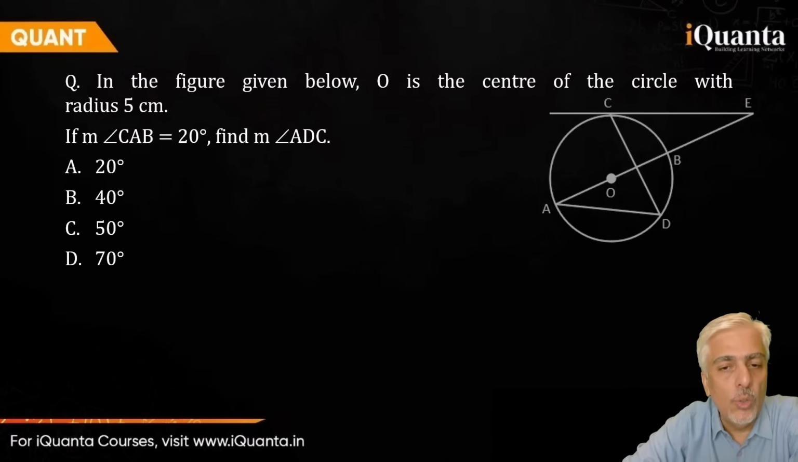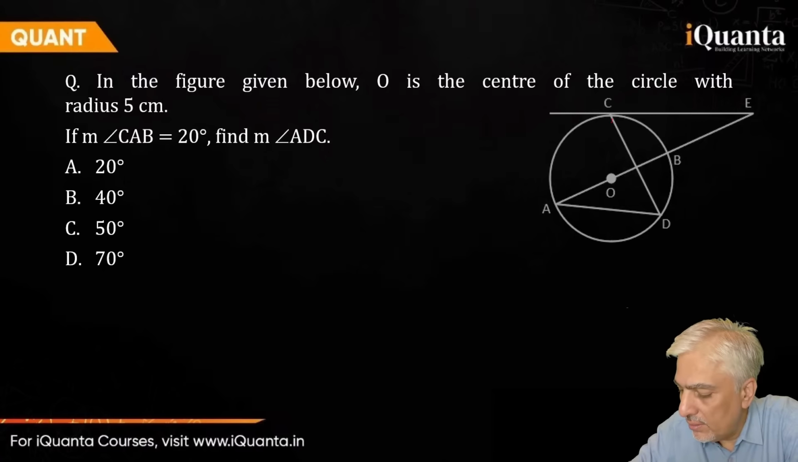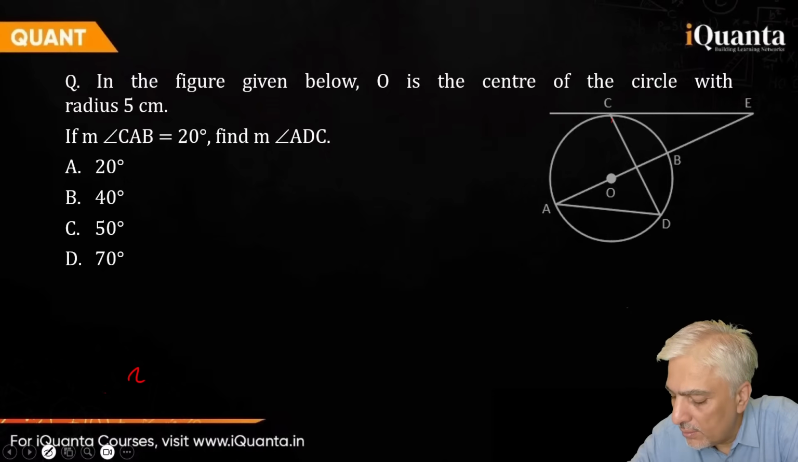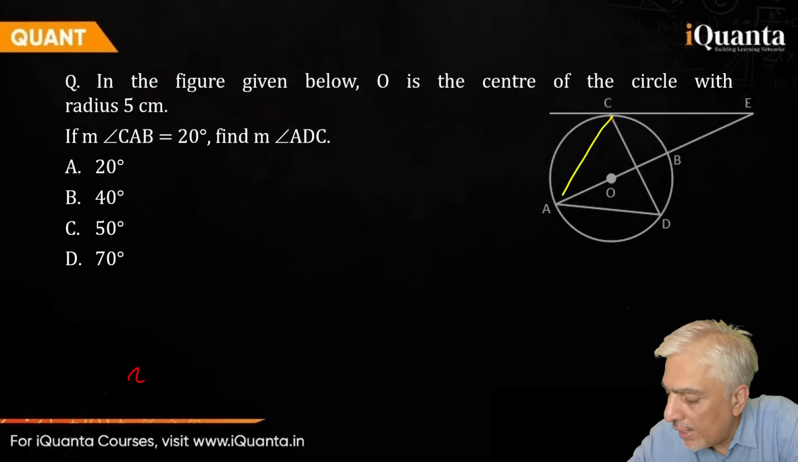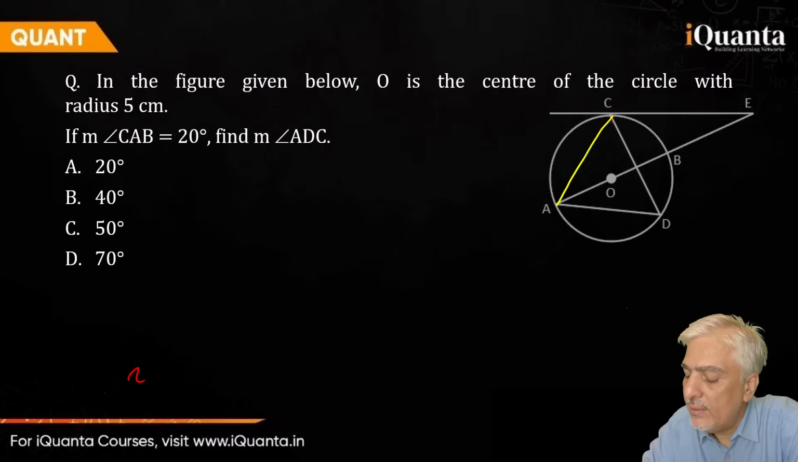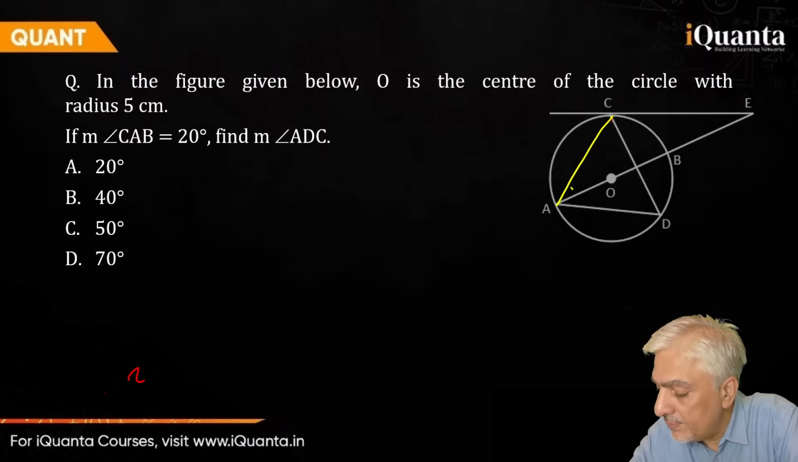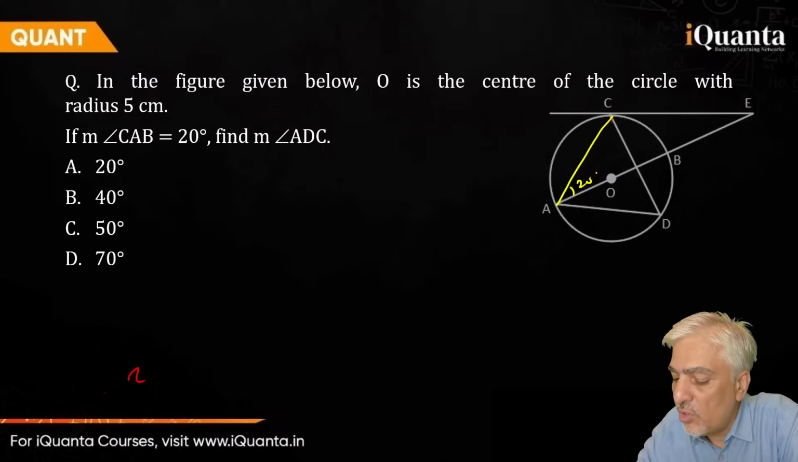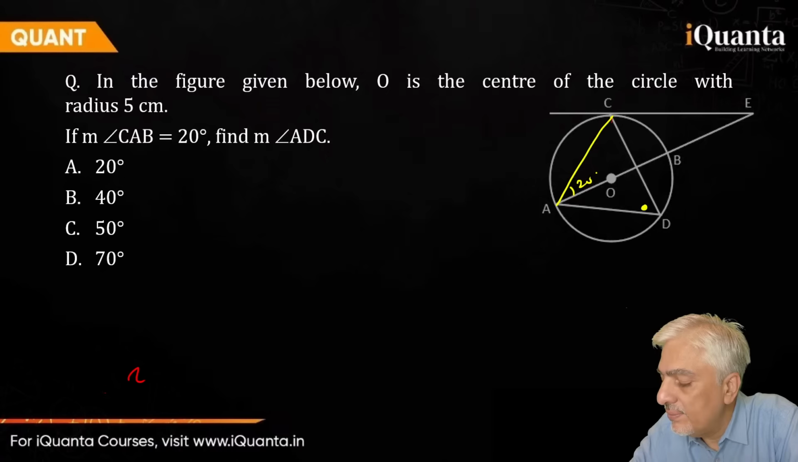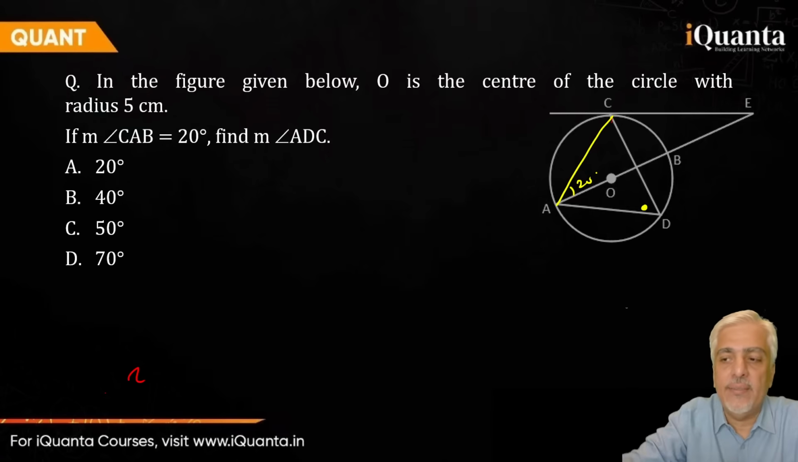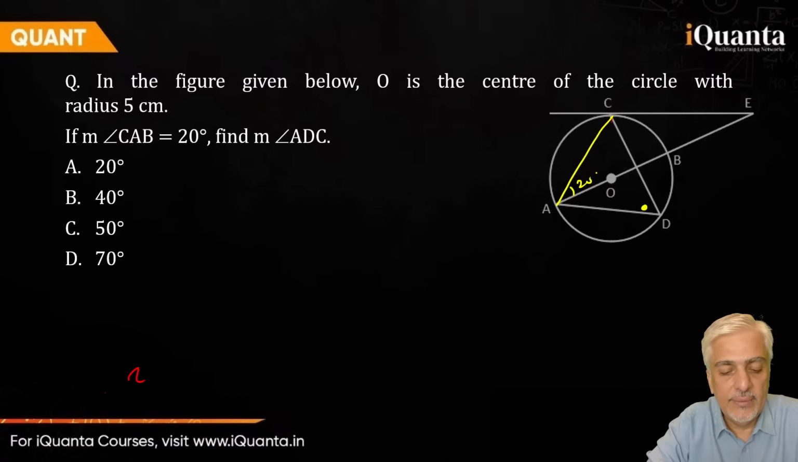So in the figure given below, O is the center of the circle with radius 5. This was a very straightforward question. Angle CAB is 20 degrees, and the question asked is for angle ADC. Come on, what's the answer? Quickly. So the ones who are there now, can we start again? I hope you all finished this question. What's the answer?